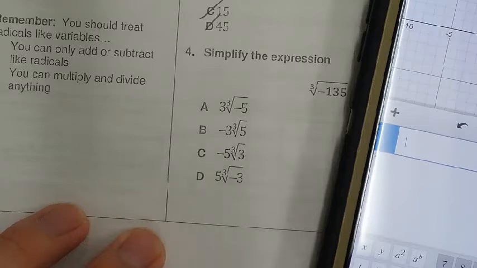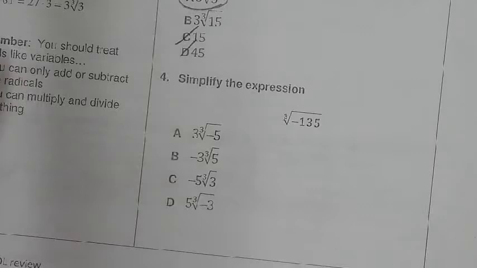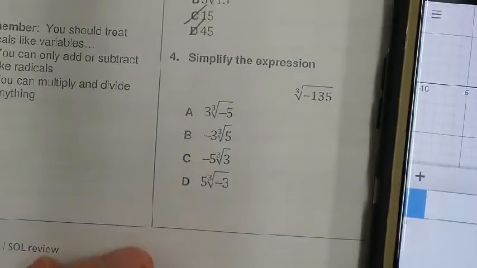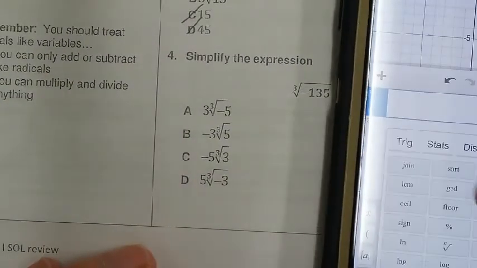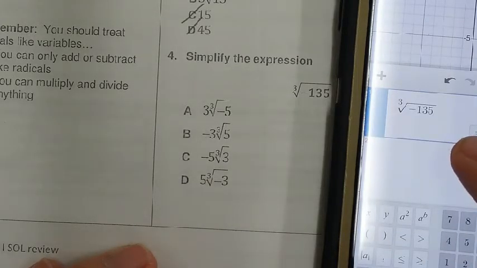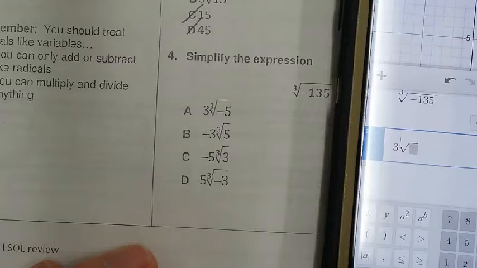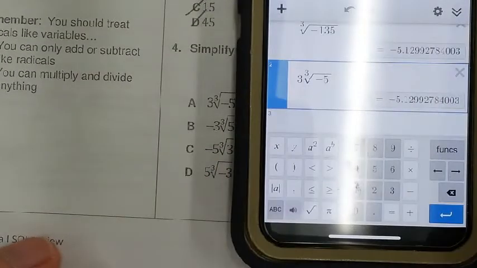All right, isn't this the exact same thing? Pretty much. I'm going to still go ahead and go over each one of these. So on this one, we have cube root 3, negative 135. And then just try each one. 3, cube root 3, negative 5. Okay, did that give us the same decimal? Move your phone over a little bit.